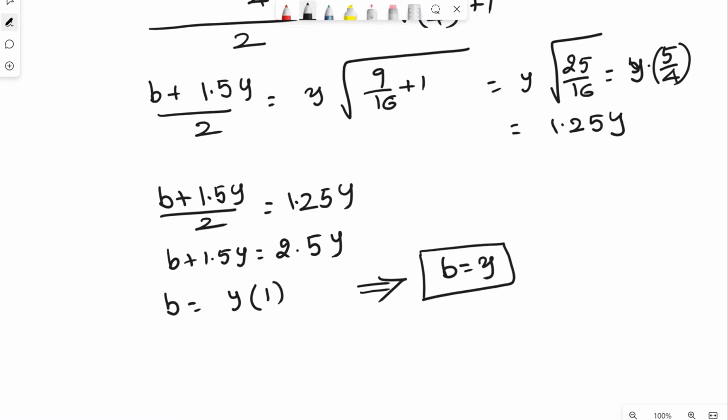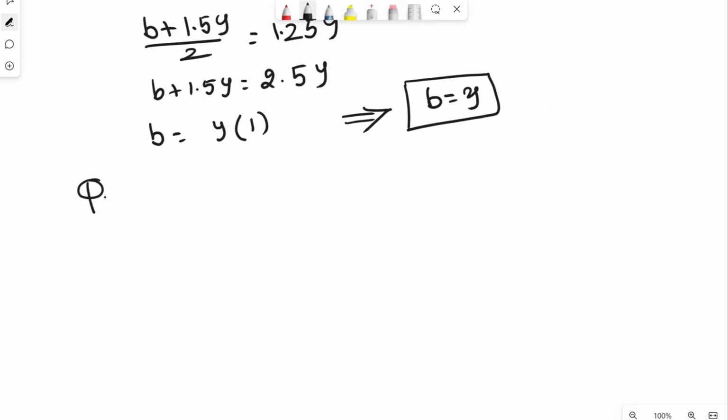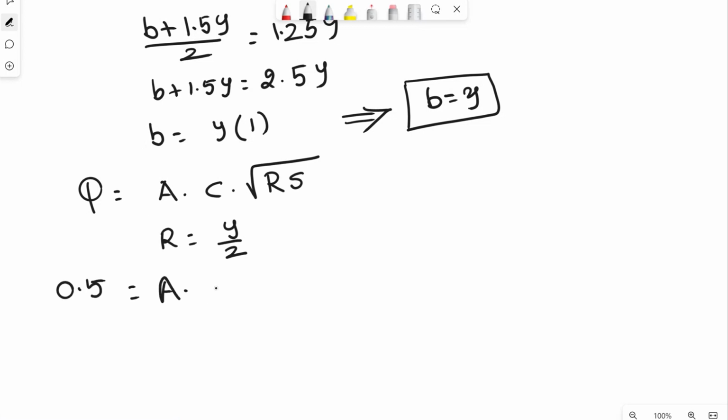So this is one condition which we have arrived at. Now what is the discharge condition? Q is equal to A into C into root RS, right? For the most economical channel section, R is equal to y by 2. So now I can write it as 0.5 is equal to A into C, where C is 80, into root of y by 2 into 1 by 2000, right?